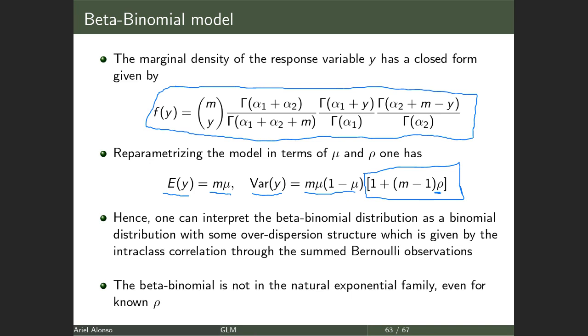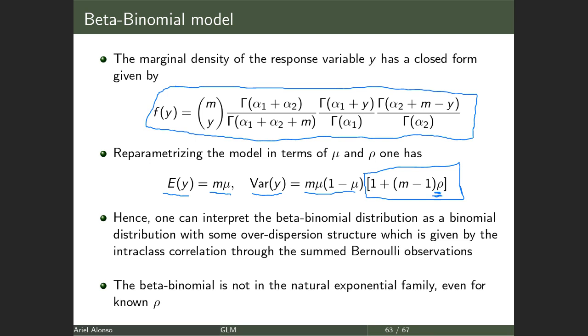So you can get overdispersion in binomial data, for instance, when the binomial variable, the sum, is not the sum of independent Bernoulli events, but is the sum of dependent Bernoulli events. And in that case, a beta binomial model would be more appropriate than a binomial model. And okay, so you can interpret this beta binomial distribution as a binomial distribution with overdispersion. You have an overdispersion structure, and this overdispersion structure is characterized by this intraclass correlation over here.